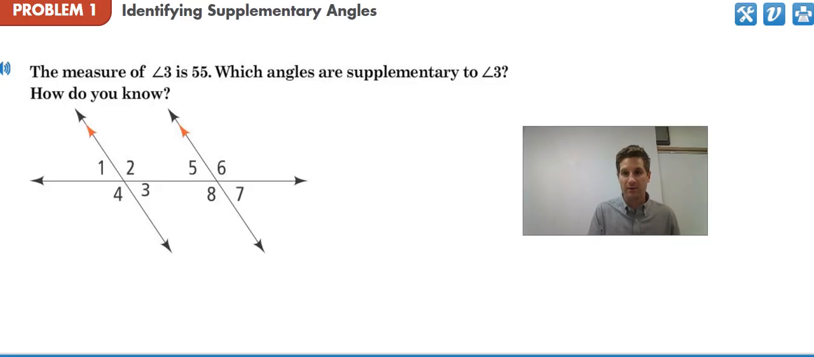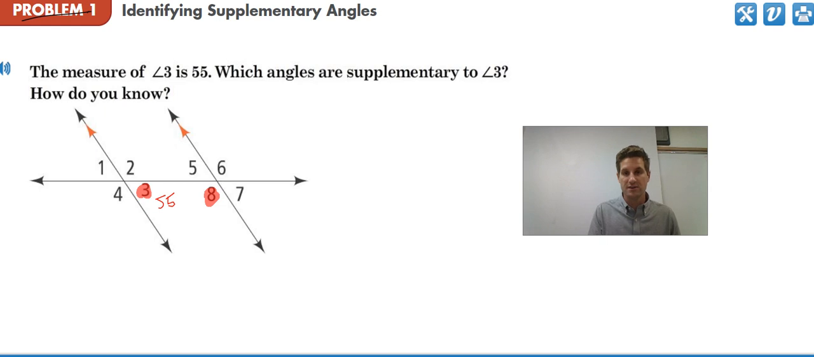Okay, first example here, make sure you write it down. Number 1. The measure of angle 3 is 55 degrees, so I'm going to go ahead and write that in. Always label our picture, it always helps. Which angles are supplementary to 3? Well, this is pretty easy. Same side interior. The same side interior angles are going to be 3 and 8. So those are going to add to 180.